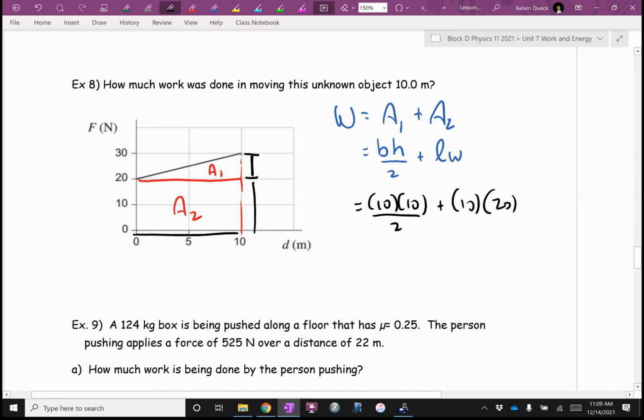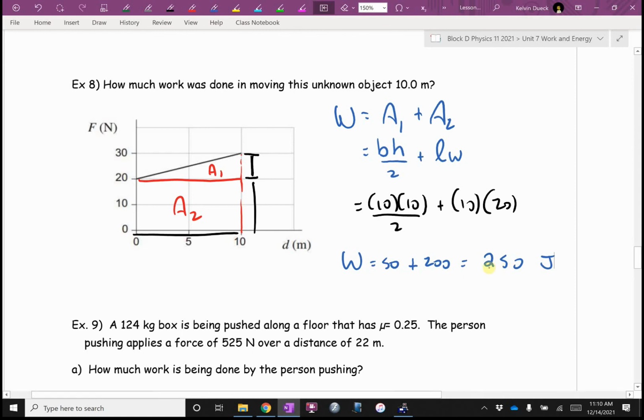Good. What's 10 times 10 divided by 2? What's 10 times 20? 20 times 10. What's 200 plus 50 in your head? Units, work.